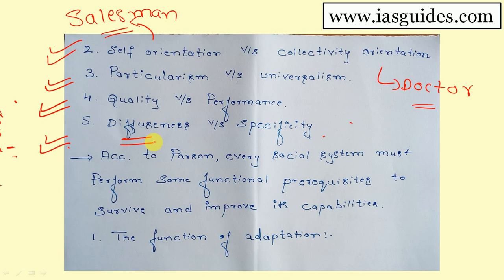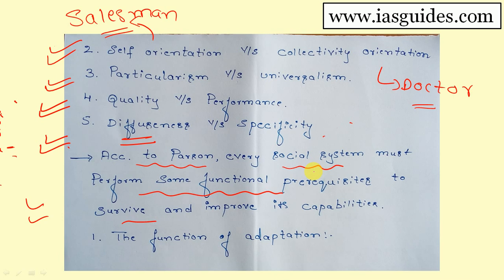And after explaining all these pattern variables, how the actor behaves in these pattern variable actions, Talcott Parsons also tells some points about the functional prerequisites. According to Talcott Parsons, every social system must perform some functional prerequisites to survive and to improve the capability of the social system. Social system means a society. And according to Talcott Parsons, which are those functional prerequisites? That means the essentials of a society.